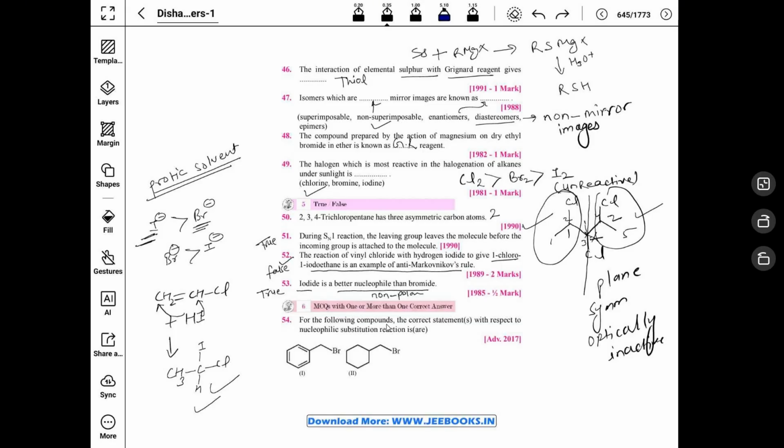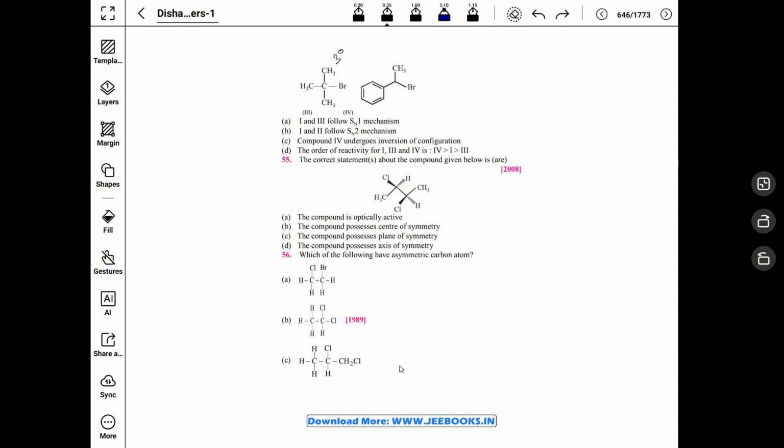So what is the question? For the following compounds, the correct statements with respect to the nucleophilic substitution reactions are: So this is benzyl bromide, and this is alkyl bromide. This is a tertiary halide, and this is a secondary benzyl halide.